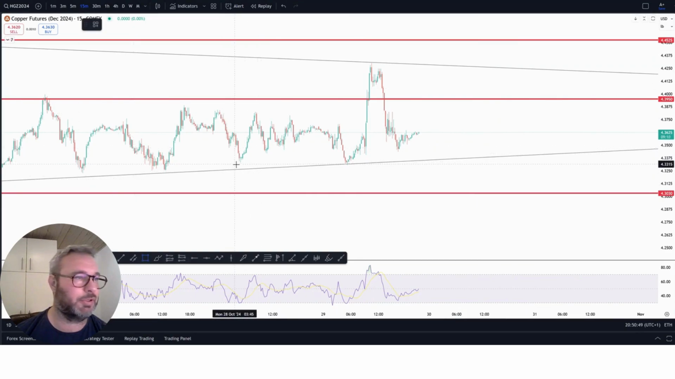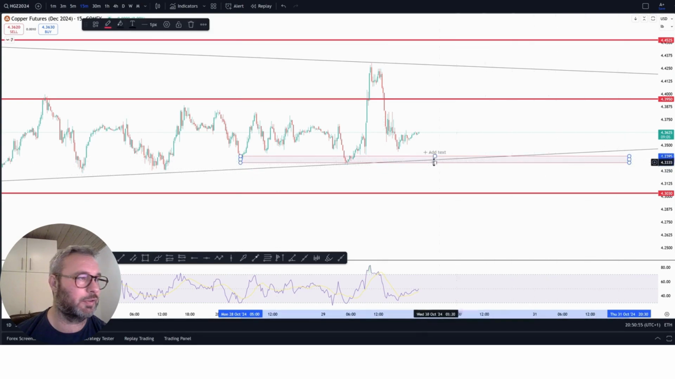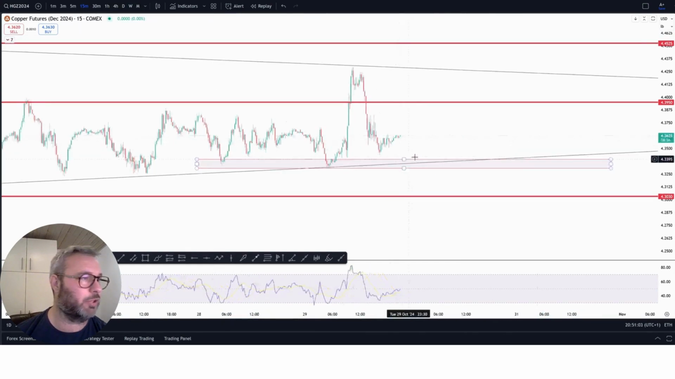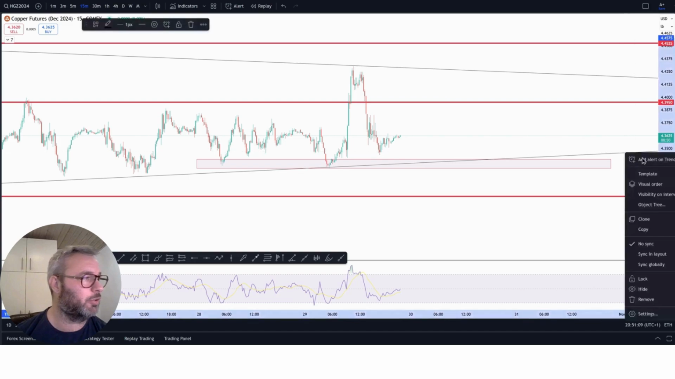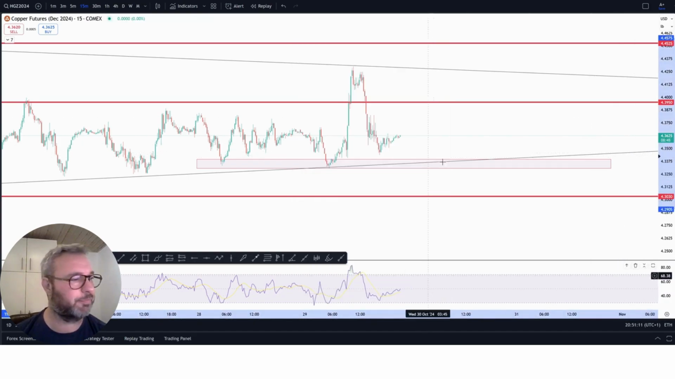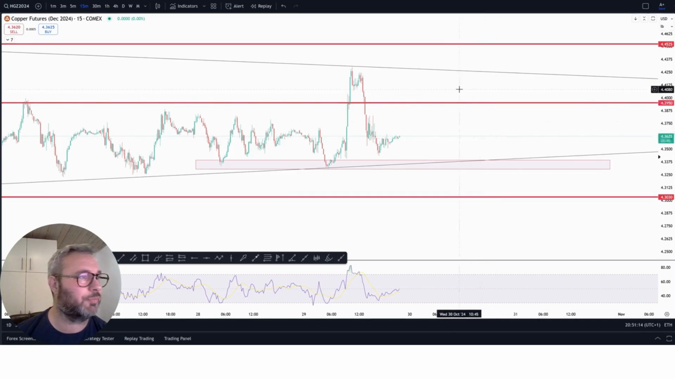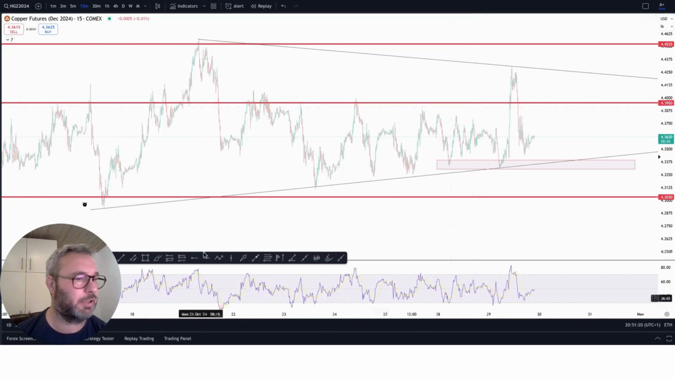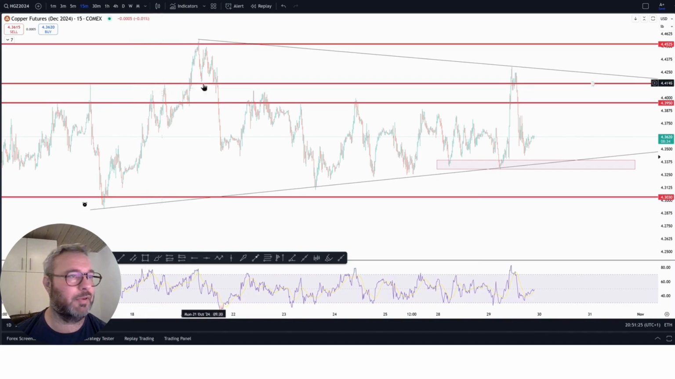Yeah, I want a box here, like this. Yeah, so tomorrow I would like to see the price come down here and test this area. I'll put an alert here, an alert on the trend line as well. Yeah, I want here as well. You can see rejection here, and also rejection here.